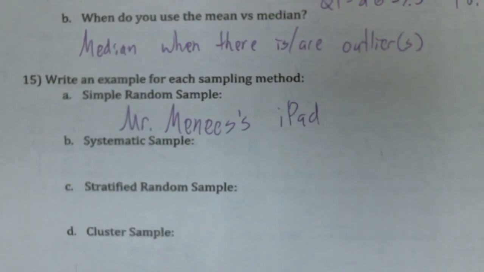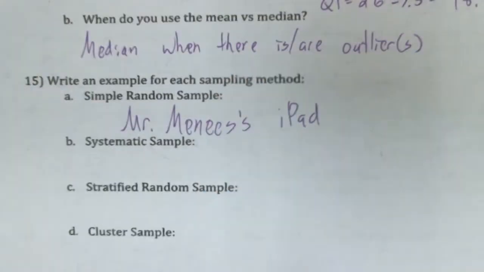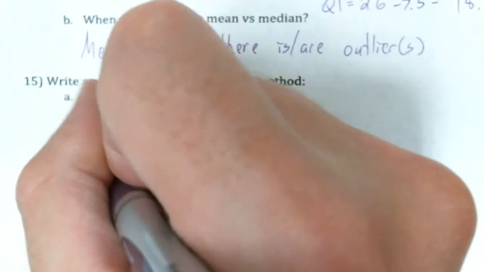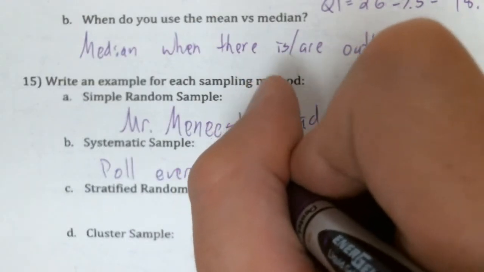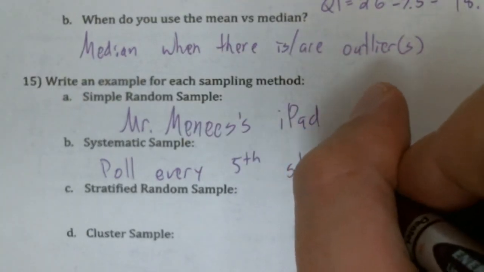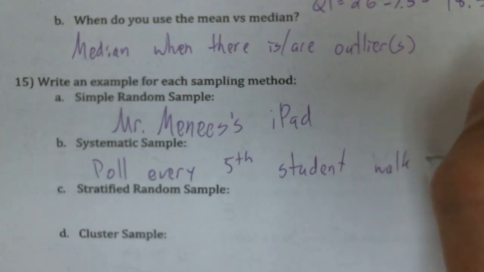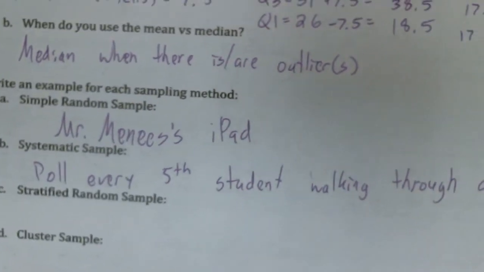Systematic means every 10th one, or you got a car part assembly line in a manufacturing plant. We're going to pull every 100th part that comes off the line every time. Okay, and we're going to inspect that car part. Or we could say I'm going to pull every 5th student who walks in the door. Okay, those two are easy.